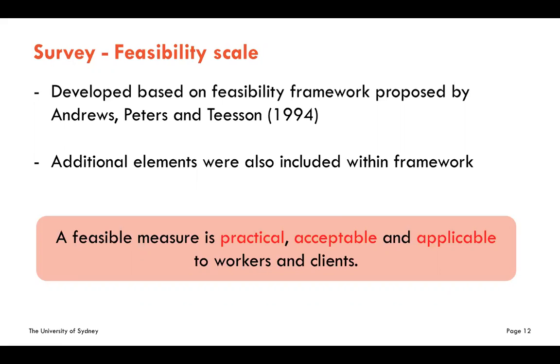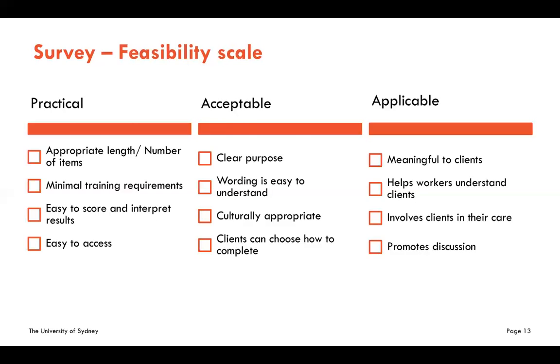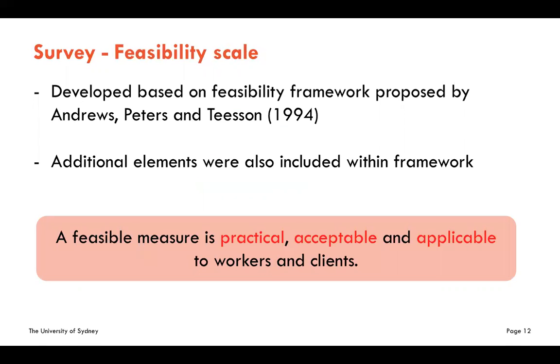So the framework proposed that a feasible measure is one that is practical, acceptable, and applicable to workers and clients. The end product was a 14-item scale that included statements relating to each of the 3 domains of feasibility. Participants were asked to rate each item on a 5-point Likert scale from strongly disagree to strongly agree. They were also given the opportunity to comment on and explain their ratings.